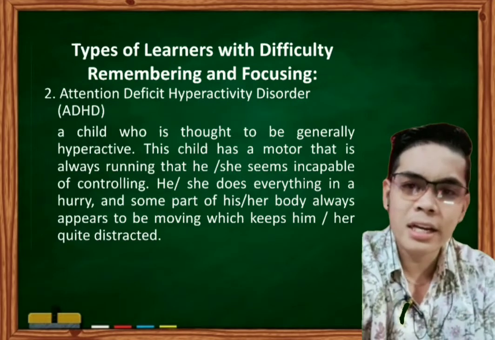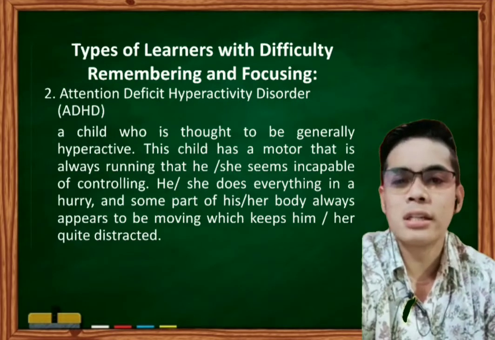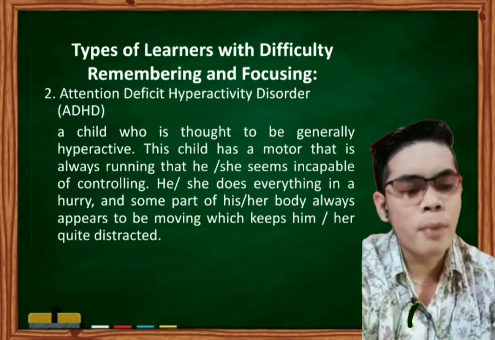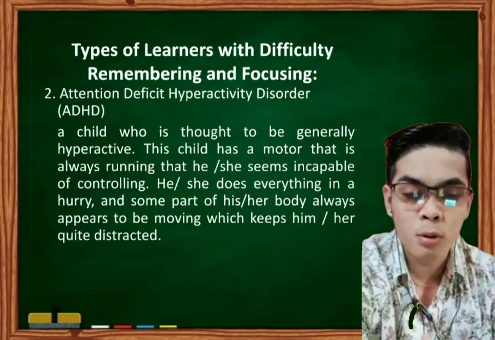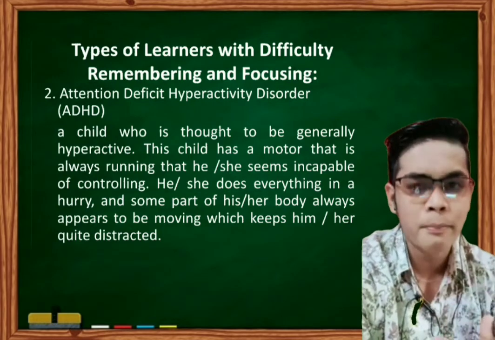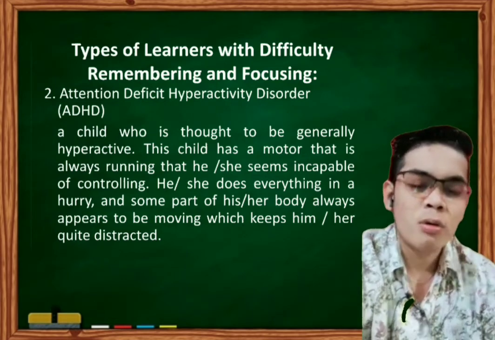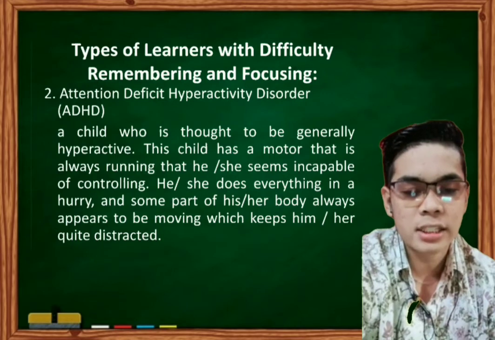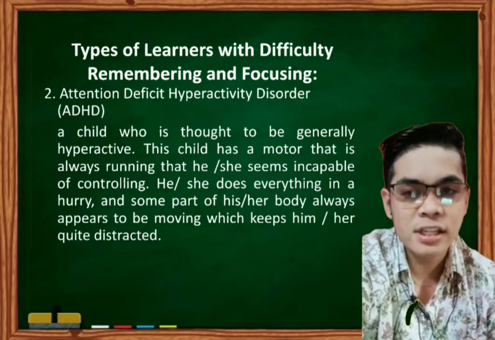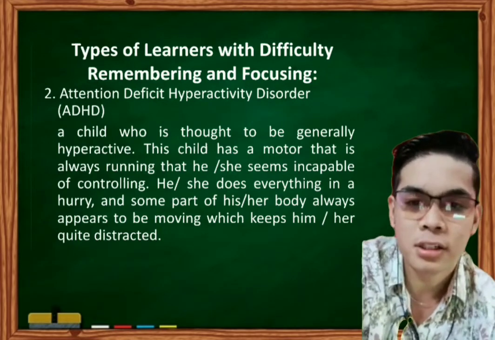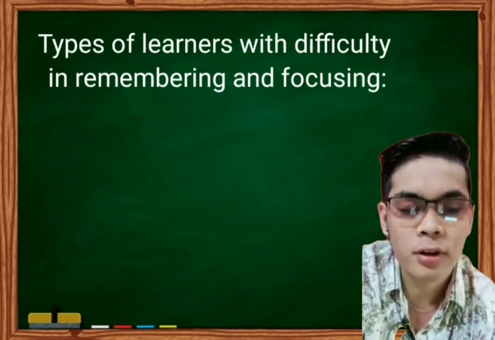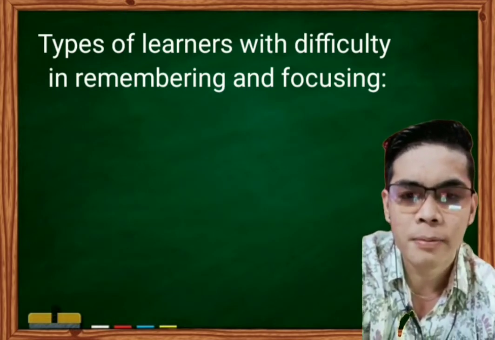So everything he does is in a hurry, and some part of his or her body appears to be moving, which keeps him or her distracted. So that is the ADHD, the attention deficit hyperactivity disorder. So again, there are two types of learners with difficulty remembering and focusing.